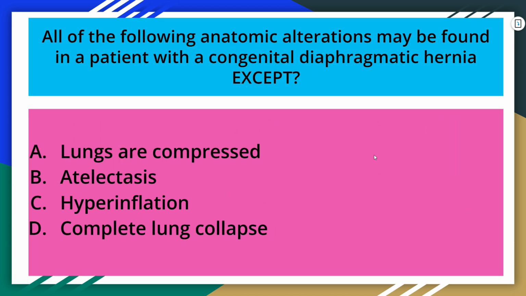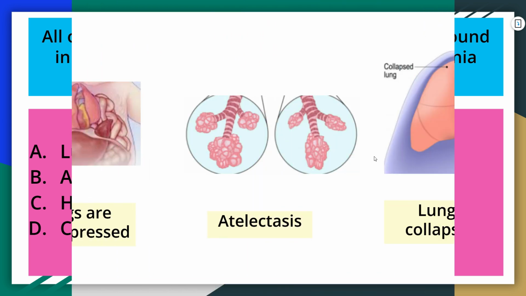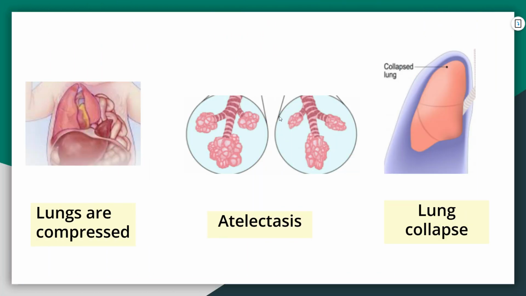The next question is, all of the following anatomic alterations may be found in a patient with congenital diaphragmatic hernia except: A. Lungs are compressed, B. Atelectasis, C. Hyperinflation, D. Complete lung collapse. So in congenital diaphragmatic hernia, lungs are compressed because the chest cavity is occupied by intestinal organs on the side of herniation. This will further cause atelectasis and it can also cause collapse of that lung.